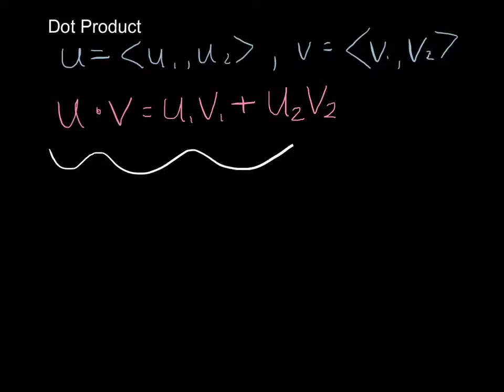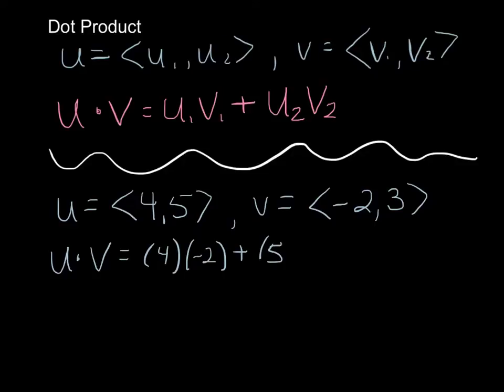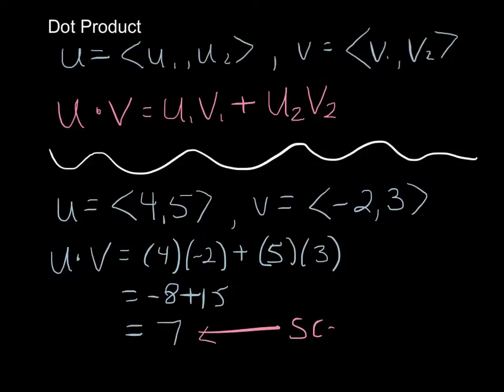So here's an example. Let's say we had 4, 5, and negative 2, 3. The dot product would be 4 times negative 2 plus 5 times 3. That's negative 8 plus 15, which is 7. Now notice that the dot product is a scalar.